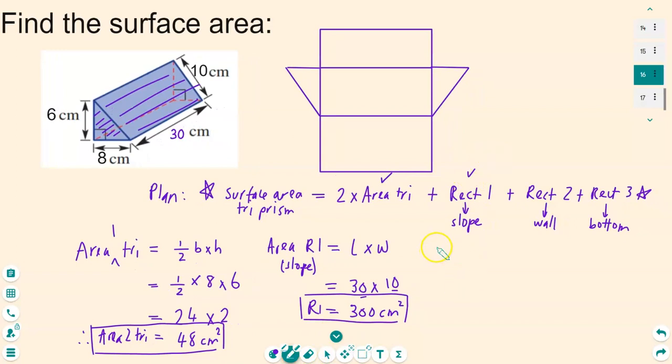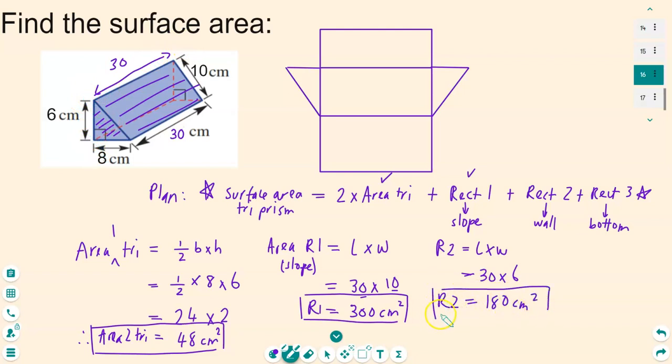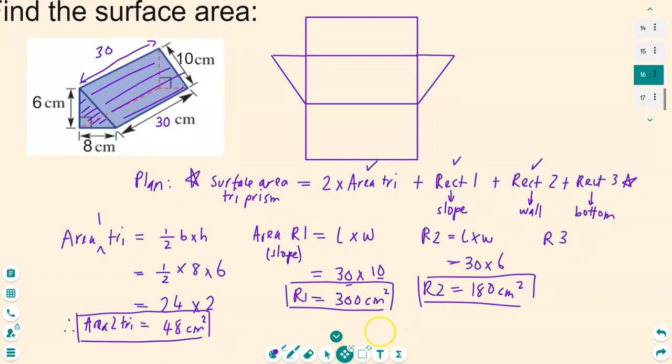Now we've done that one. And I'm just going to say R2 equals length times width. And we define R2 as the wall rectangle. Now think about the dimensions of that wall rectangle. Okay, what will it be? It's going to be 30 is the long side. And what's the width of that wall rectangle? 6. Okay. 180. Put a box around it. Tick it off. It's just all about the process you use to find surface area.